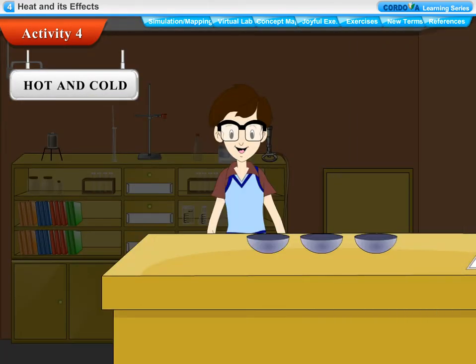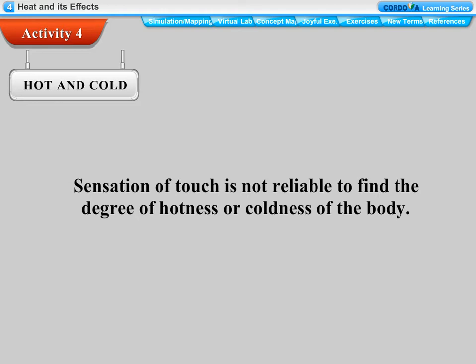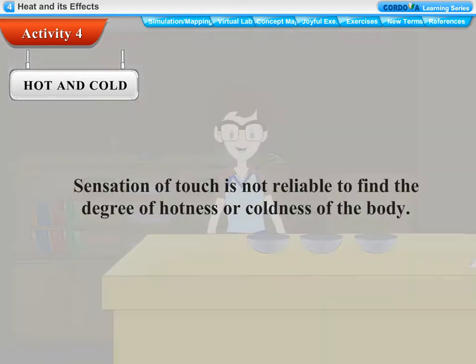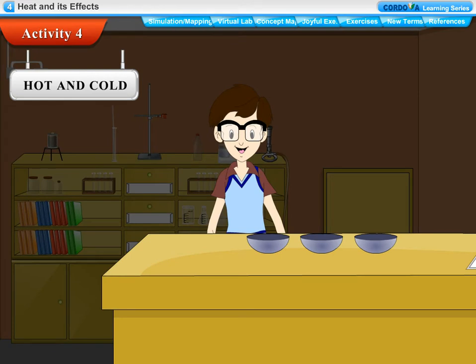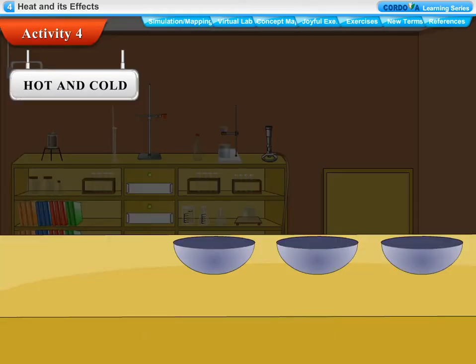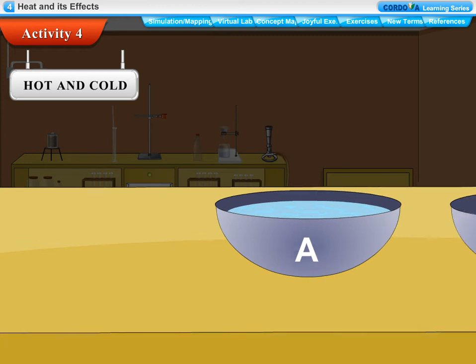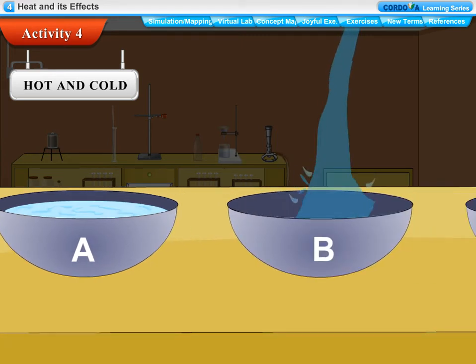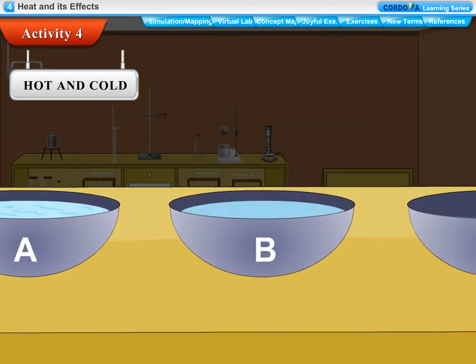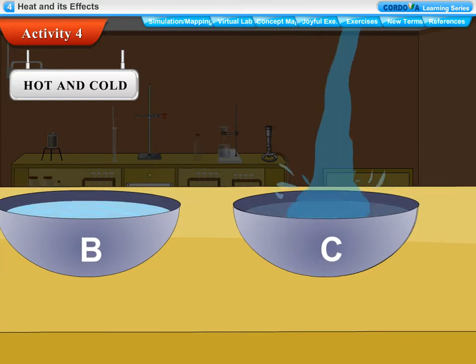Activity 4. Sensation of touch is not reliable to find the degree of hotness or coldness of the body. Things needed: 3 bowls, ice, cold water, hot water. Method: we take 3 bowls, mark them as A, B and C. We pour some hot water in the bowl marked A, warm water by mixing some cold and hot water in bowl marked B, and ice-cold water in the bowl marked C.